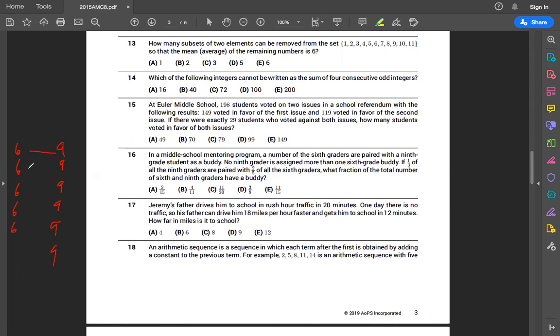And then 2 pairs would have buddies. So in total we would have 11 students, and 4 of them would have buddies. So our answer is 4/11. The reason this works is because we could scale this up no matter how many students there are. We could just consider this entire thing as one group and multiply it however many times we need to.